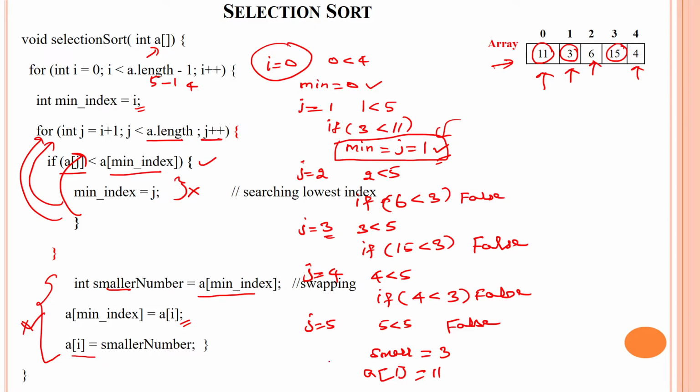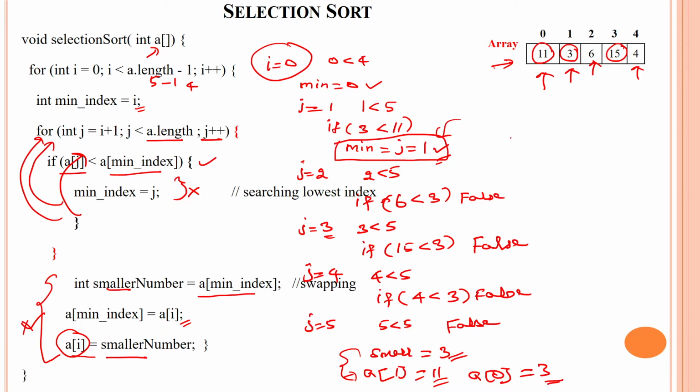So the minimum index is 1, and 11 is assigned to a of 1. Then the next step is that the smallest number is assigned to a of I. The I value is 0, so a of 0 is assigned the smallest number. What is the smallest number? 3. So now we have swapped the values 11 and 3.